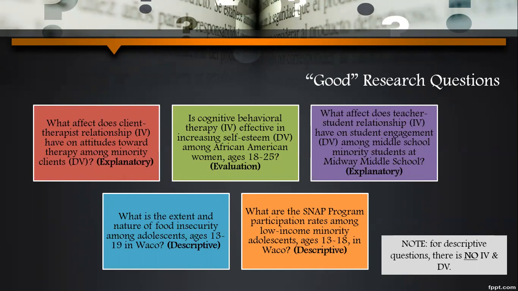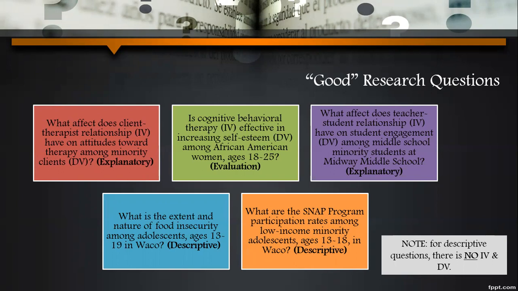18. Now, the question in the orange box reads, what are the SNAP program participation rates among low-income minority adolescents ages 13 to 18 in Waco? So here again, this is a descriptive question. There's no independent or dependent variable. We're just trying to describe a particular phenomena. In this case, the phenomena that we're trying to describe is SNAP program participation rates, specifically among low-income minority adolescents ages 13 to 18 in Waco.